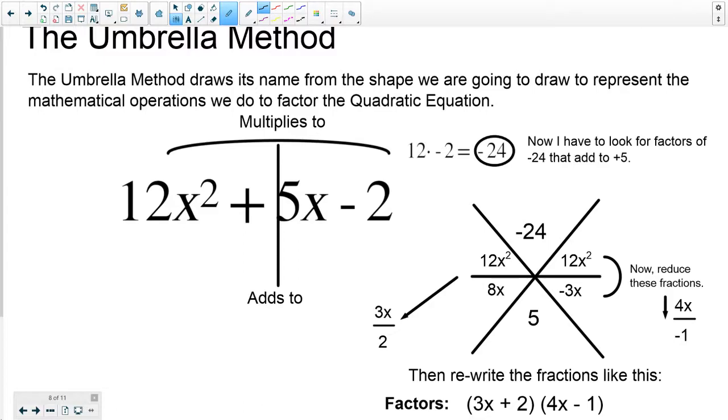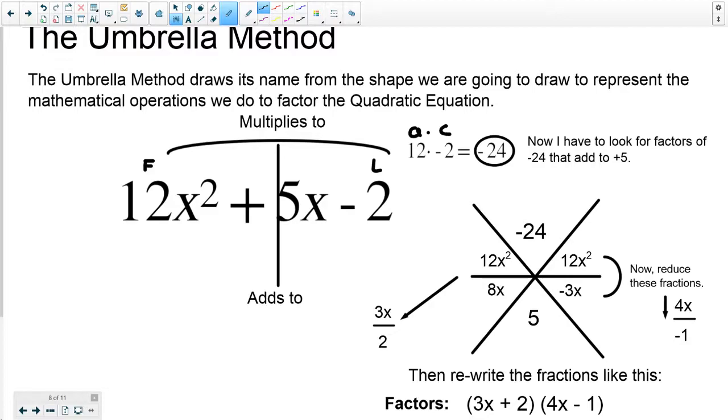So 12 times negative 2. You're going to multiply the first coefficient by the last. Basically, you're multiplying a times c, and a times c in this case gets you negative 24. You're going to draw your x as normal, as we've been doing for factoring, and then write negative 24 on the top instead of negative 2, because we had to do 12 times negative 2. So negative 24 is what goes in the top.